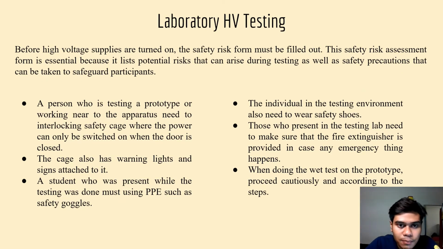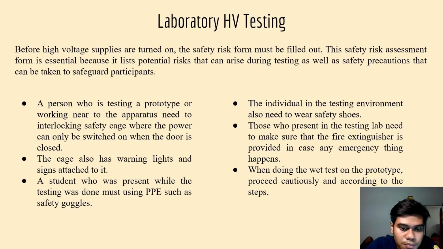Before high voltage supplies are turned on, the safety risk form must be filled out. This safety risk assessment form is essential because it lists potential risks that can arise during the testing as well as safety precautions that can be taken to safeguard participants. Firstly, a person who is testing a prototype or working near the apparatus need to use the interlocking safety cage where the power can only be switched on when the door is closed. After that, the cage also has warning lights and signs attached to it.